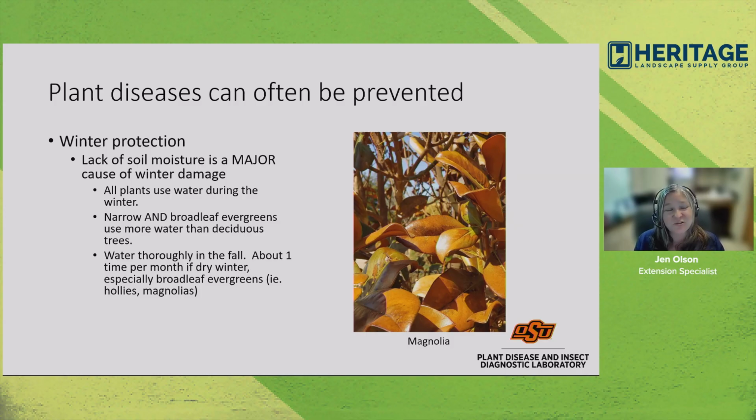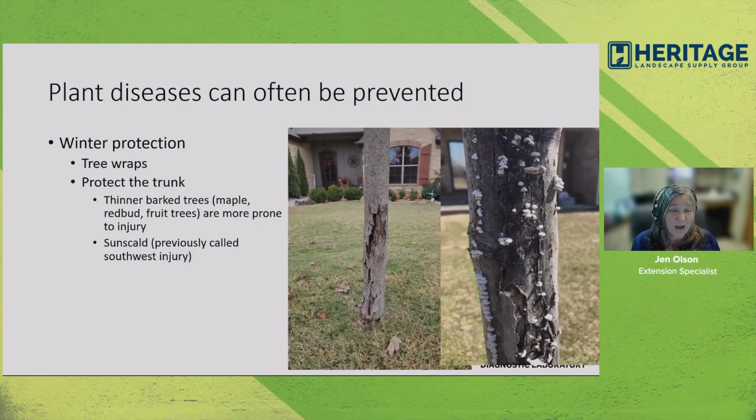Otherwise, they're complaining about how brown their tree is in the spring. Sometimes cold temperatures get really cold. We can still get some browning, but we can at least stop the desiccation problem with irrigation if we have a dry winter.